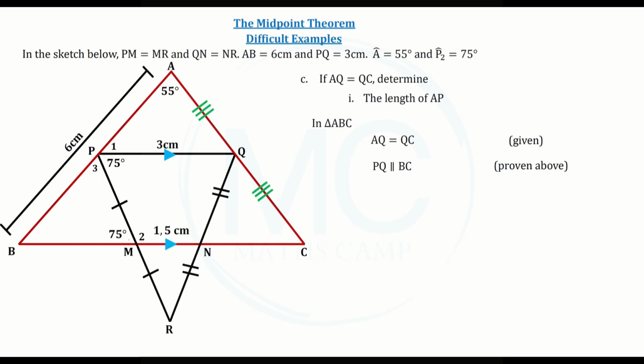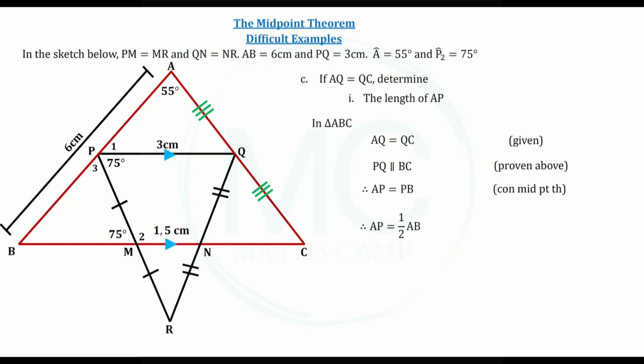Now we know that Q is the midpoint of AC, and we know that PQ is parallel to BC. So according to the midpoint theorem, we now know that AP is equal to PB, and as our reason, we use converse midpoint theorem. We also know that AP is equal to half of AB.